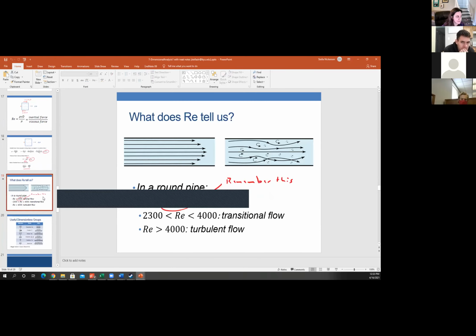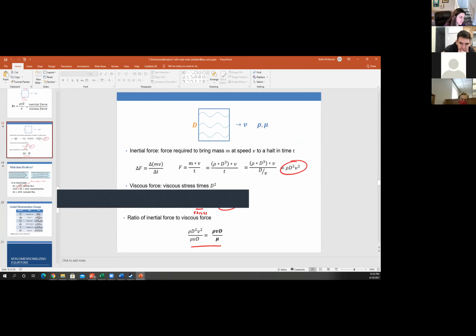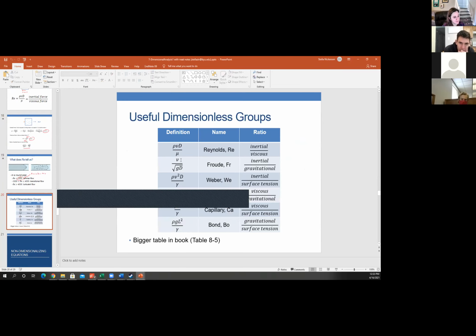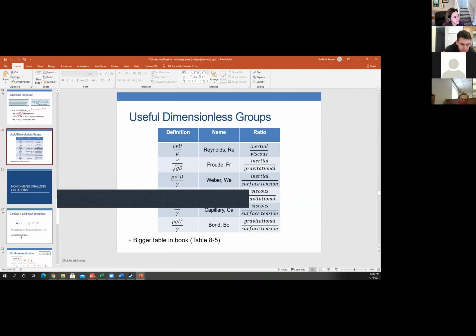And so that's why it can tell us things. That's why even if you have different liquids inside pipes and they're different diameters and different lengths and everything else, you can still say some things about how they're acting, whether it's laminar or turbulent, just by looking at the Reynolds number. And here's some other dimensionless groups that are used.